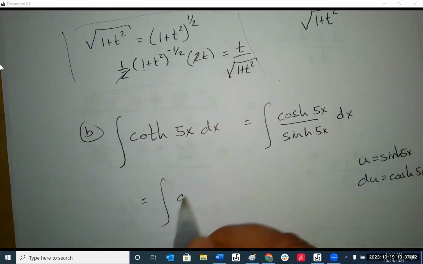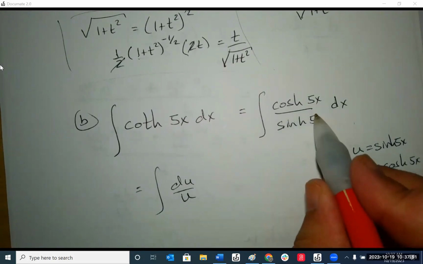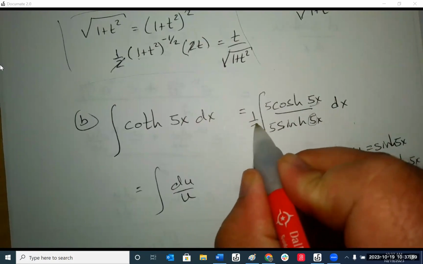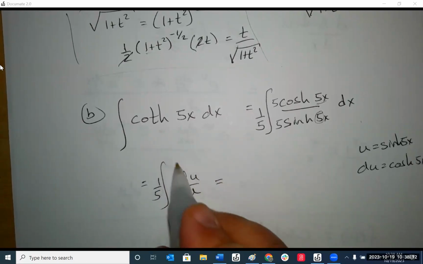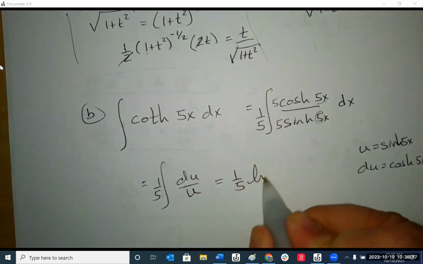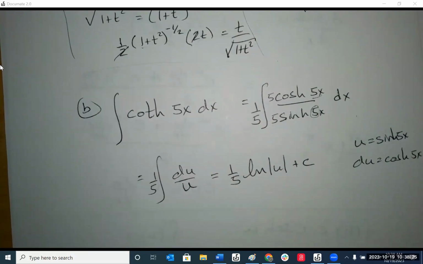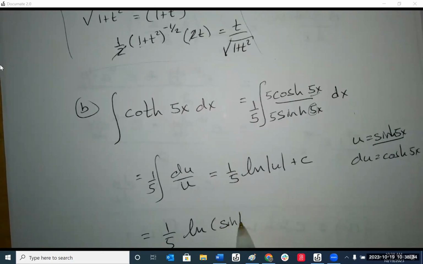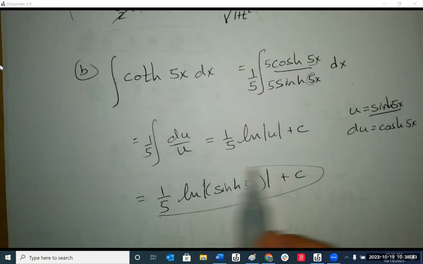So what we have here is du over u. And with the 5 inside there, we need to have a coefficient of 5 here because the derivative of the inside is 5. So it means we have to put a 1/5 out in front. So the integral of du over u is ln of the absolute value of u, plus c, because it's an open integral. So we have 1/5 ln of the absolute value of sine hyperbolic of 5x, plus c. There's the open integral.